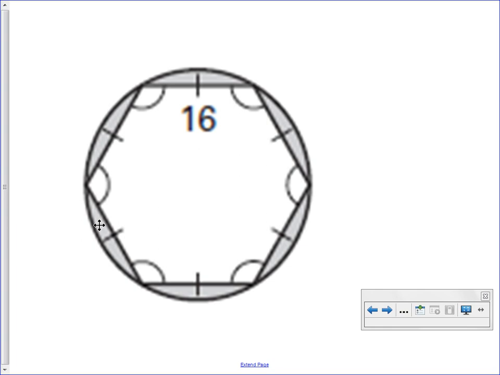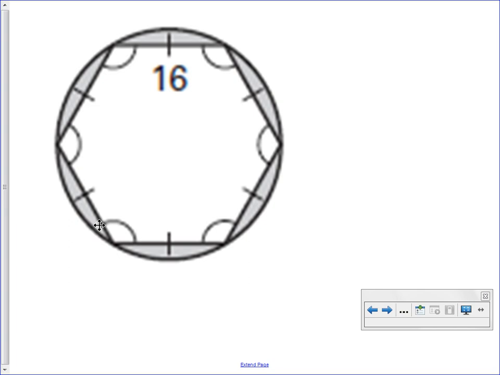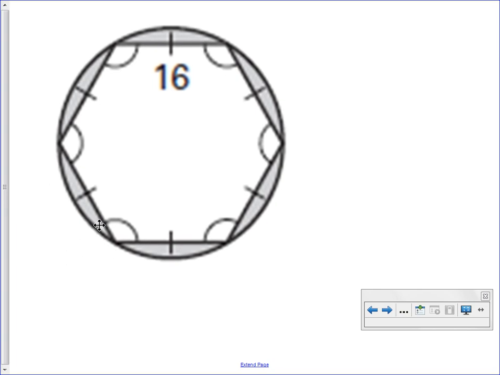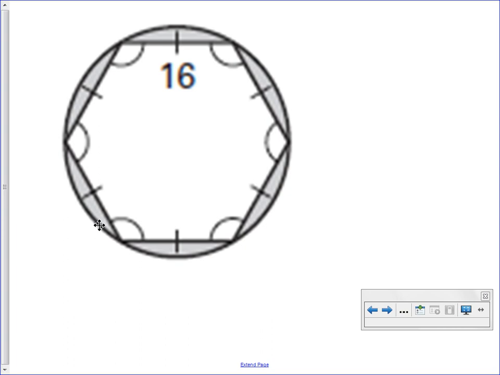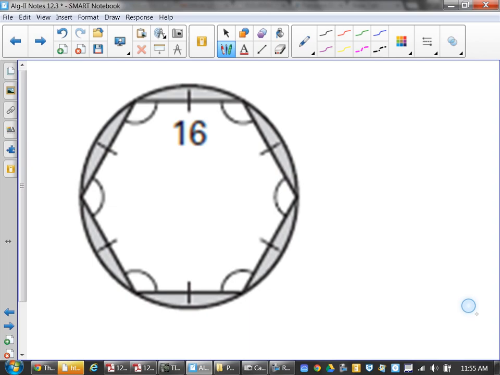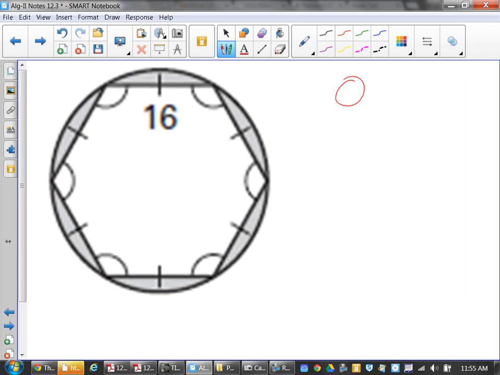But if I want to find the area of the shaded region here, my shaded region is created by a hexagon in a circle. So the large shape here is the circle. The small shape is the hexagon. So the shaded region is going to be my circle, subtract the hexagon. That's the area of the shaded region.